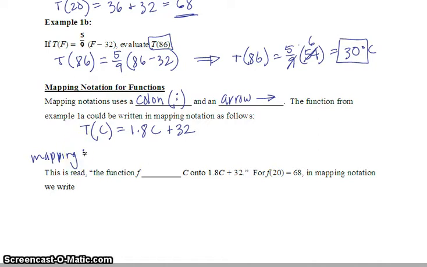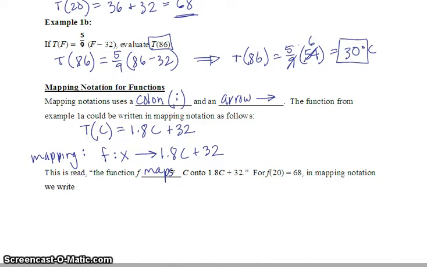So instead of a parentheses, we're going to use a colon. So we're going to say t colon c, and then instead of an equals, we're going to use an arrow, 1.8c plus 32. That's a mapping notation. It just substitutes the parentheses with the colon and then the equal sign with the arrow. And this is read, the function t maps c onto 1.8c plus 32.